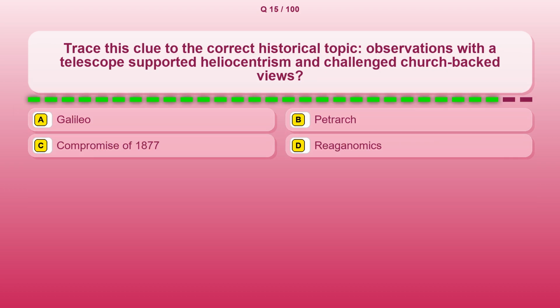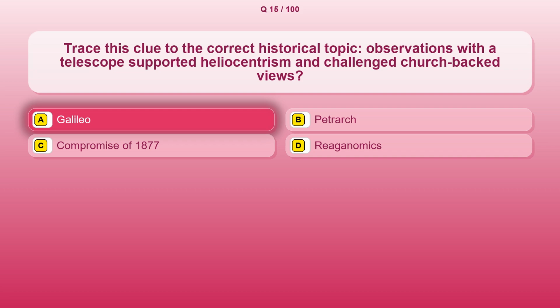Question 15. Trace this clue to the correct historical topic. Observations with a telescope supported heliocentrism and challenged church-backed views? Option A, Galileo. Option B, Petrarch. Option C, Compromise of 1877. Option D, Reaganomics.